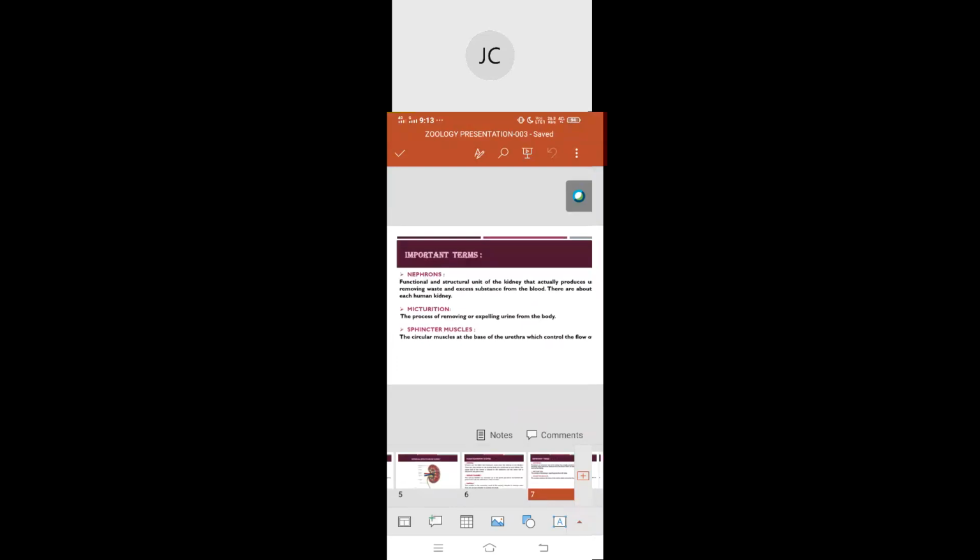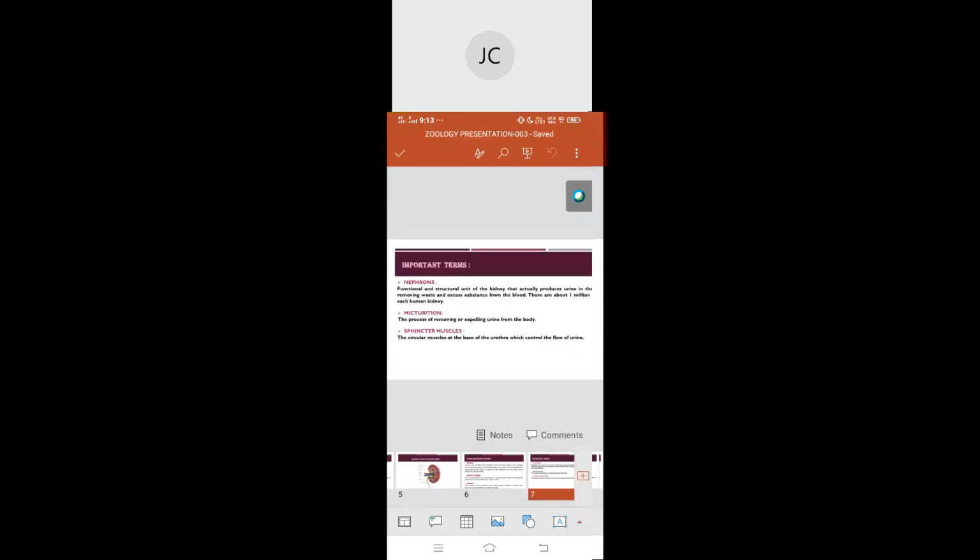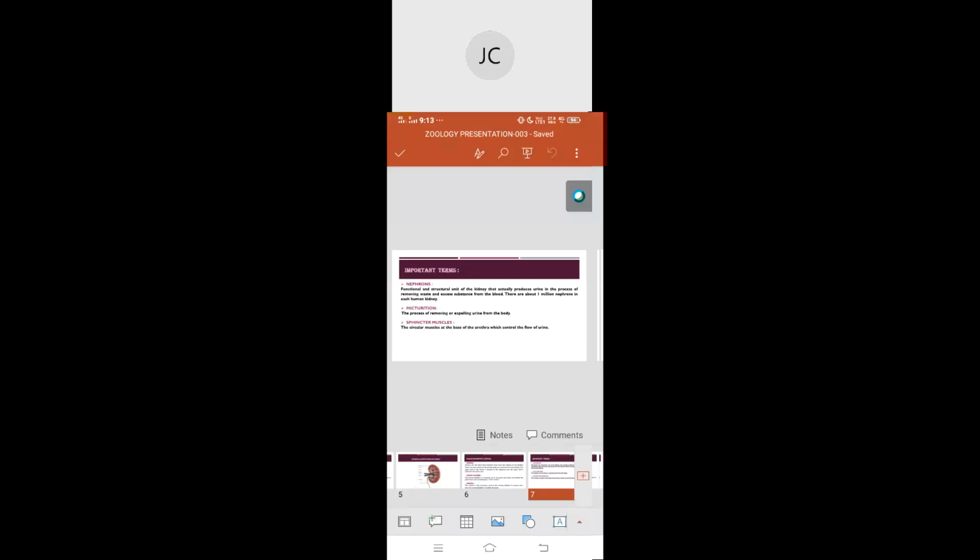And these are some important terms. Nephrons are the functional and structural unit of the kidney that actually produces urine in the process of removing waste and excess substances from the blood. There are about 1 million nephrons in each human kidney. Micturition: the process of removing or expelling urine from the body is known as micturition. Sphincter muscles are circular muscles at the base of the urethra, which control the flow of urine.